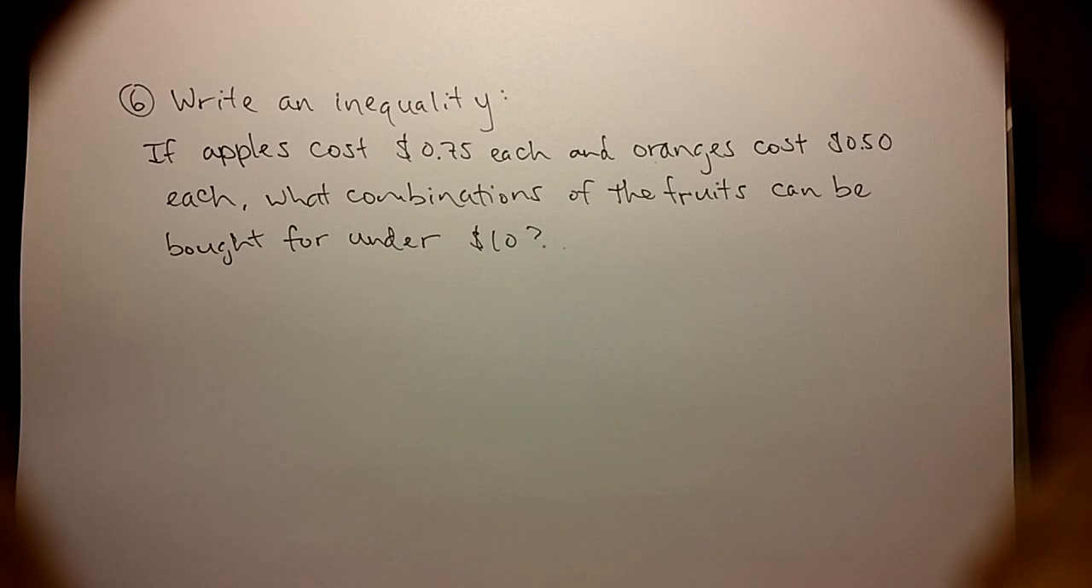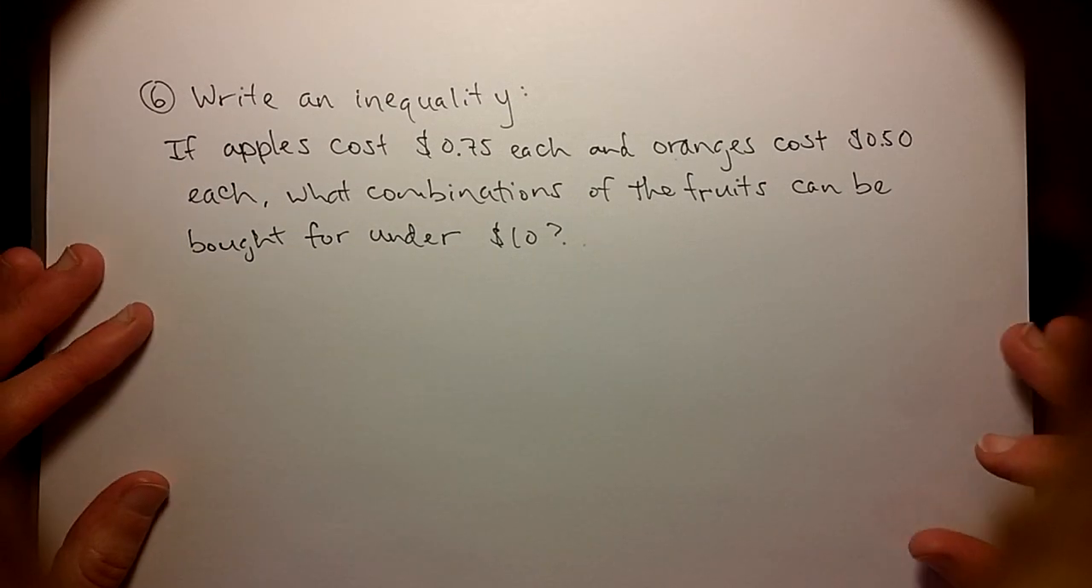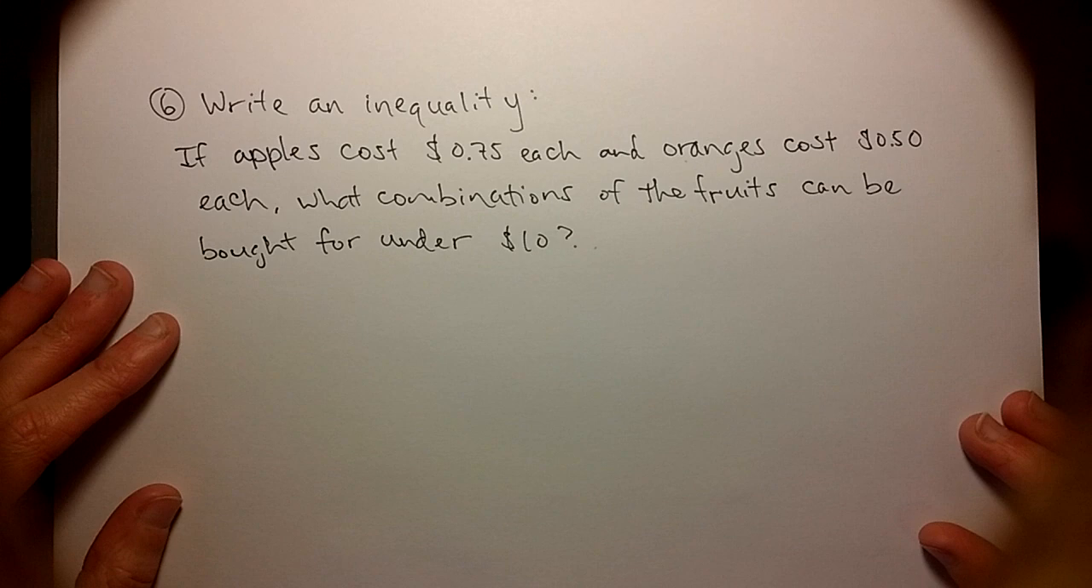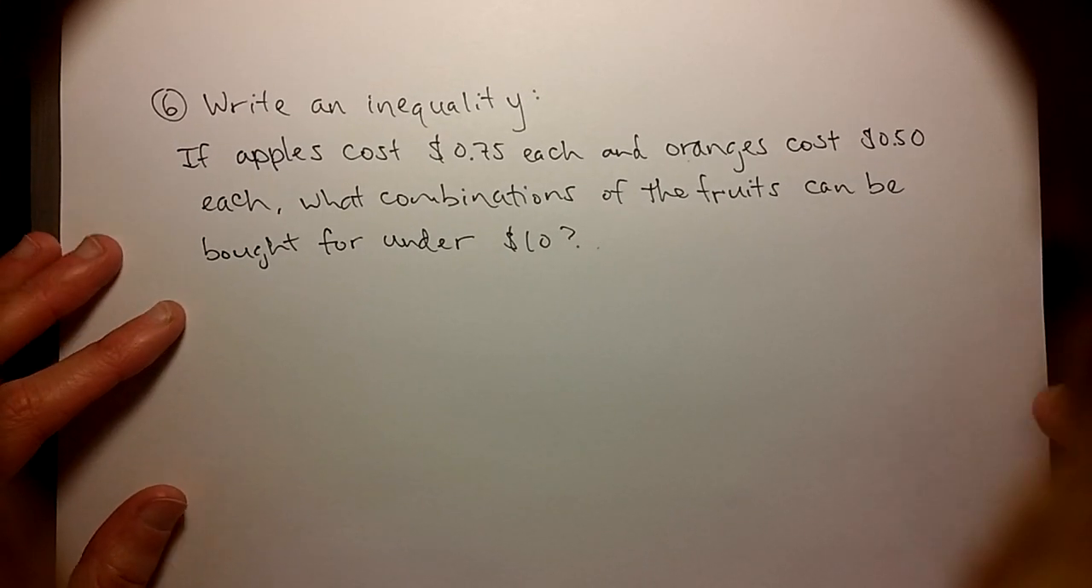So when they say what combinations of the fruits, they mean, what are some numbers of apples and numbers of oranges that you could afford to buy where it would cost less than $10 total? Since they're asking about numbers of apples and numbers of oranges, we need variables to represent those.